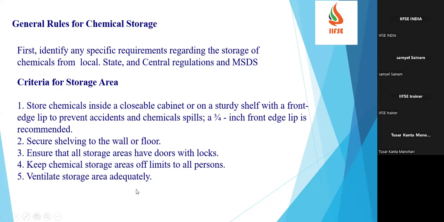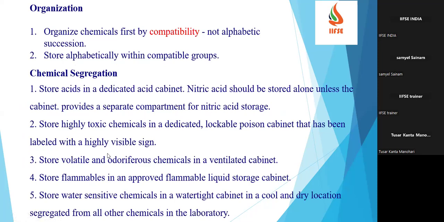Then ventilate the storage area adequately. So this is again a common requirement for ventilation. Then if you see organization, organize the chemicals first by compatibility, not alphabetic order. As I told you many times, with respect to chemicals, you have to immediately remember compatibility, whether these two chemicals are friendly chemicals or enemy chemicals. And store alphabetically within compatible groups. So the compatible groups, you can put in alphabetical order, but not all the chemicals in alphabetical order. First, we have to segregate all those chemicals into compatible groups. Then we have to arrange them in alphabetical order. That is the safe way of organizing chemicals.